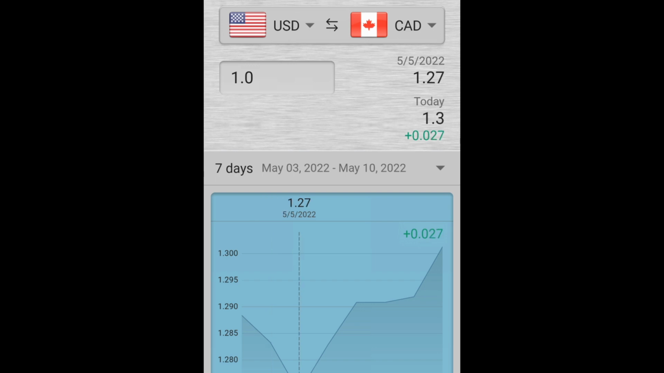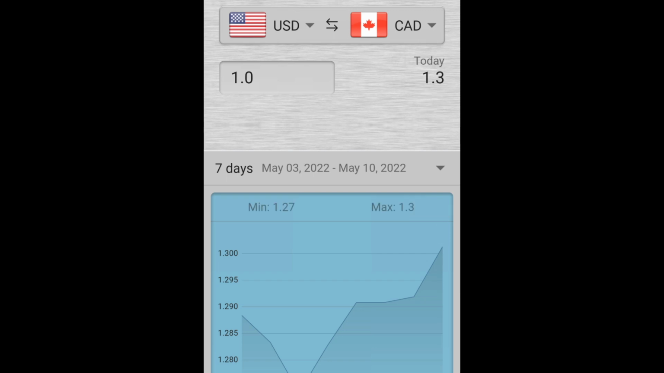For May 5, 1 US dollar is equivalent to 1.27 Canadian dollar. For May 6, 1.282 Canadian dollar. For May 7, 1.290 Canadian dollar. For May 8, 1.290 Canadian dollar. For May 9, 1.291 Canadian dollar. For May 10, 1.310 Canadian dollar.